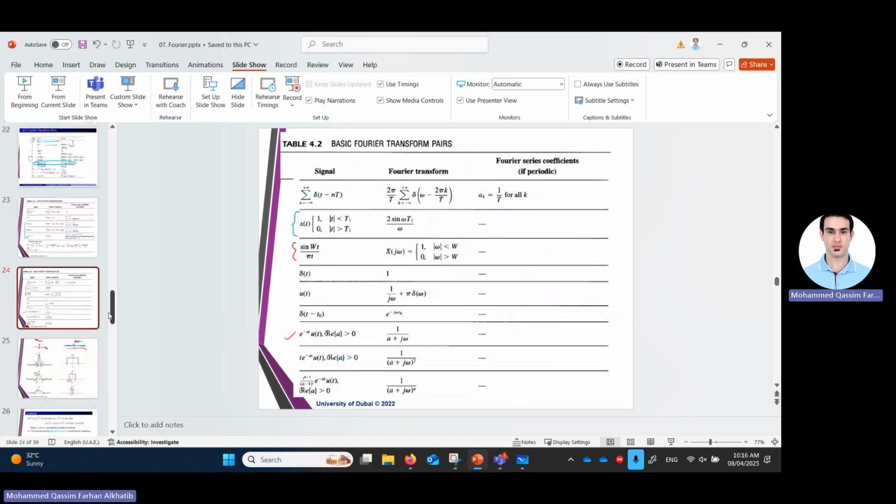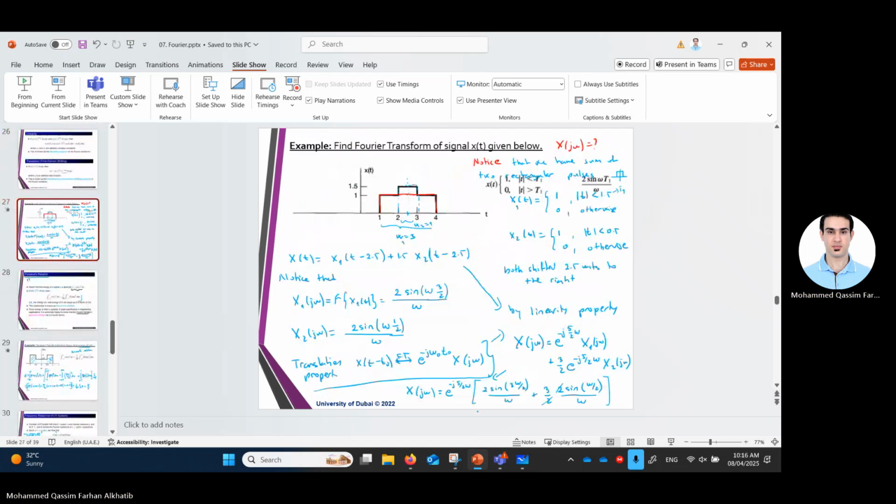Let's confirm. e to the power negative j 5 over 2, which is 2.5. Okay, so it was solved in terms of sine, but we did it in terms of sinc, so it should be the same answer. Alrighty. Sine omega over 2, 2 sinc. Okay, which is 1. Okay, that's it.